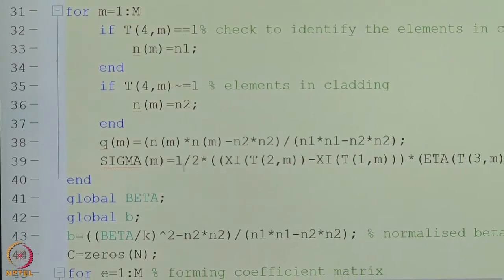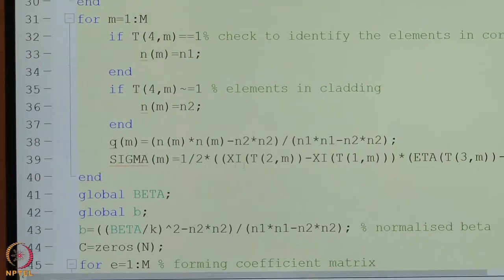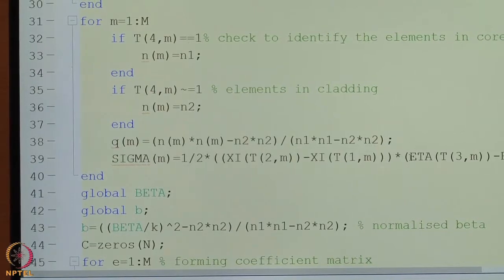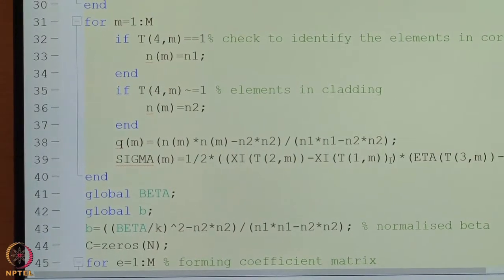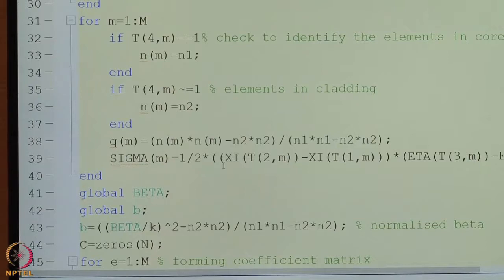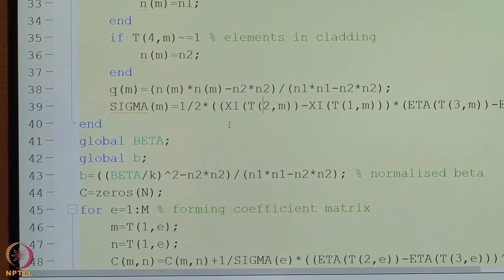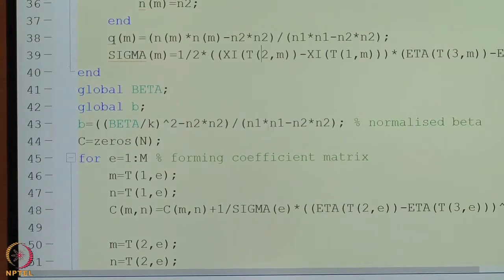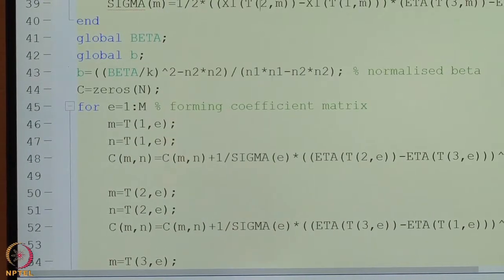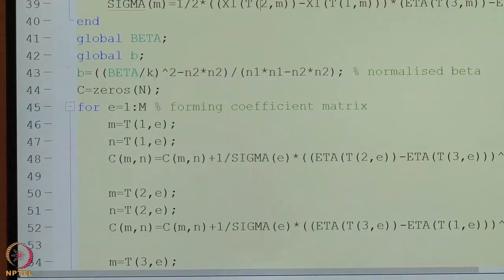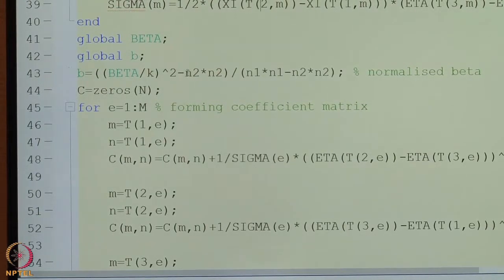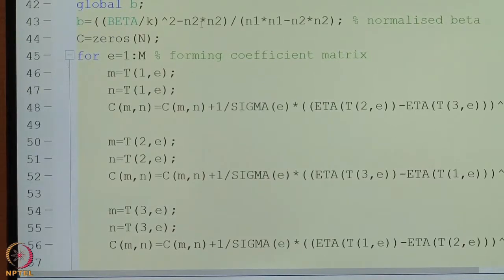Then here we are taking the area. The sigma is the area of each element, which is triangular. So once we calculate this, we use this particular area and we calculate the weighting function for the triangular element. Okay, so here the normalized beta we have calculated, which is the normalized edge vector in the fiber. So this B is the normalized edge vector.